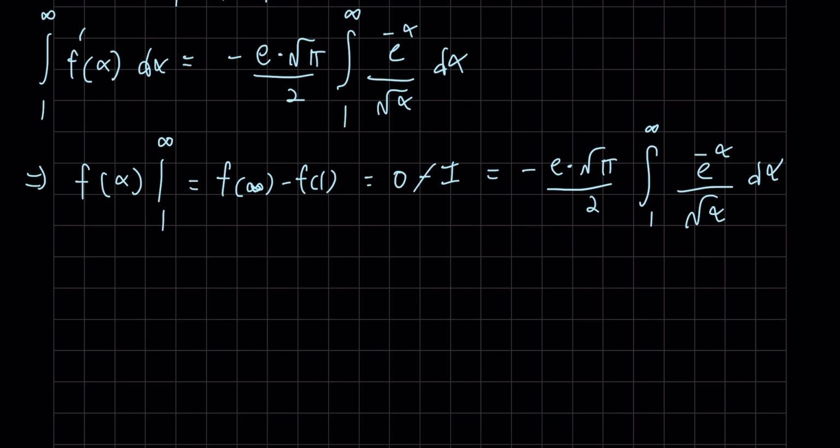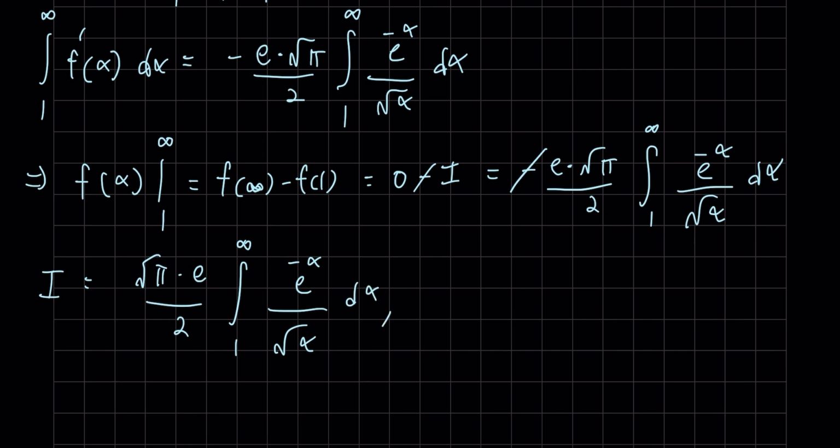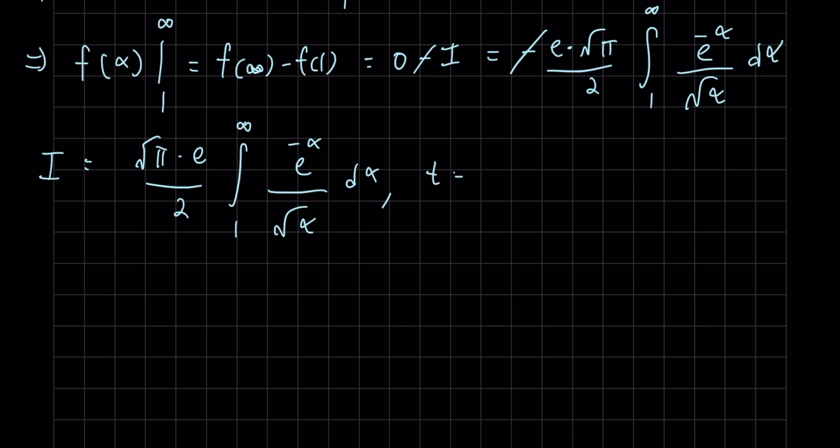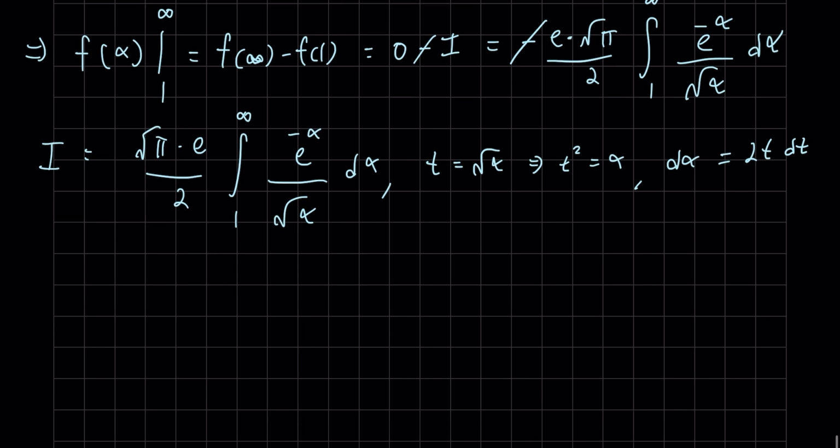And notice that these negatives end up canceling. So we're left with our integral is square root of pi times e over 2, then the integral from 1 to infinity e to the negative alpha over the square root of alpha d alpha. And from here we'll make one last substitution. We're going to let t equal the square root of alpha, but that means that t squared equals alpha. d alpha will be 2t dt, and notice that the bounds of integration here will not change.